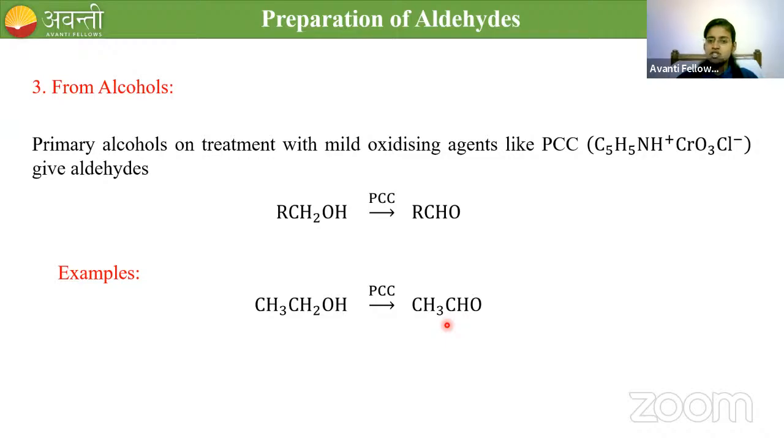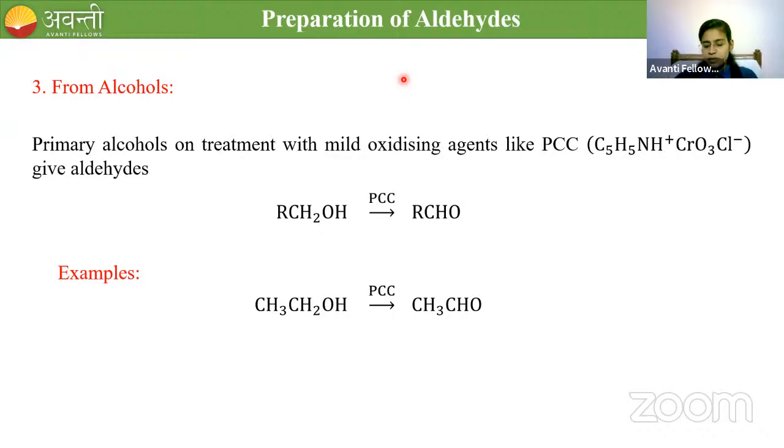PCC will stop at aldehyde. It will not oxidize further. That's why it is called a mild oxidizing agent. Alcohol on oxidation will give aldehyde first. Primary alcohol will give aldehyde. Secondary alcohol will give ketone. That ketone preparation we will discuss later. Now we are preparing the aldehydes, so let me confine to primary alcohol. This is the third method of preparation of aldehyde.